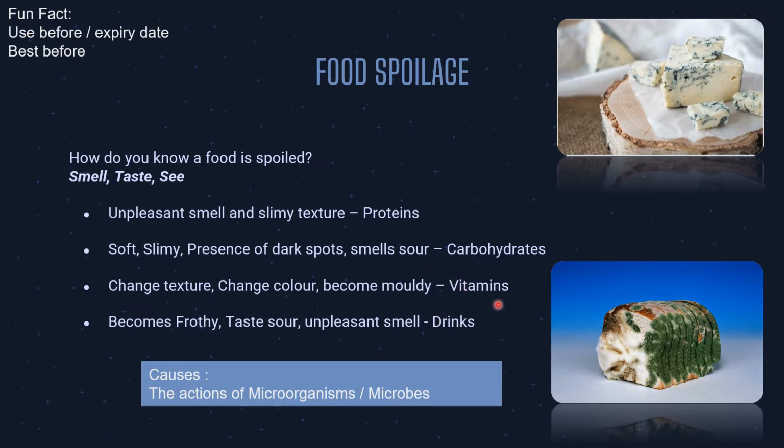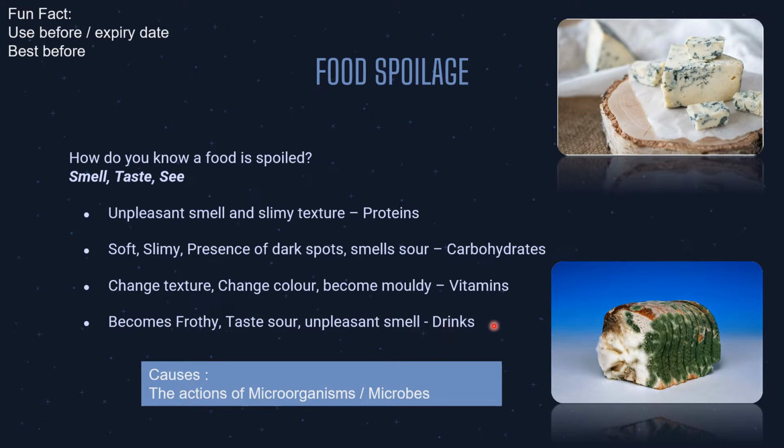Thirdly, vitamins. So for vitamins, first it changes texture, so it becomes wilted. Second, it changes color. So usually fresh vegetables are green, but when they are already spoiled, they change color to yellow. And lastly, it becomes moldy.